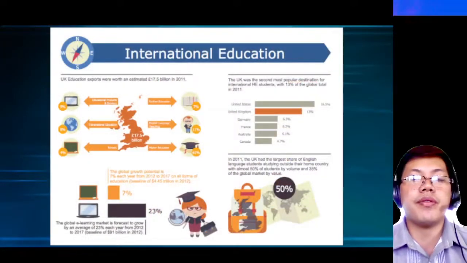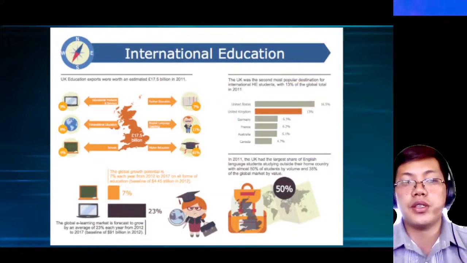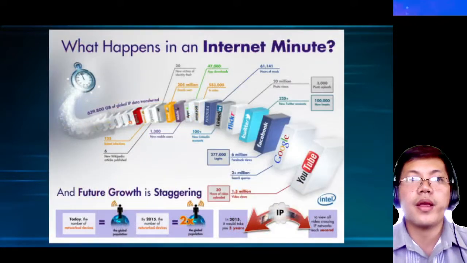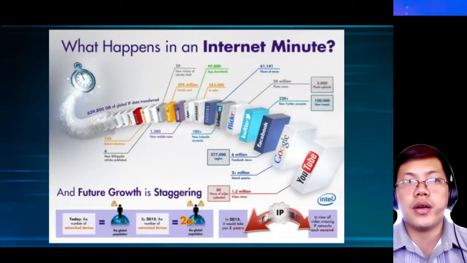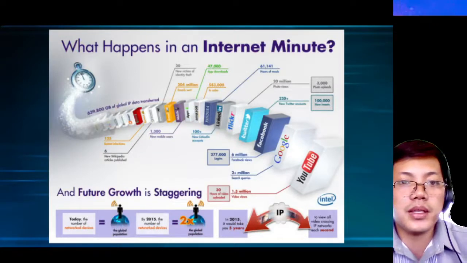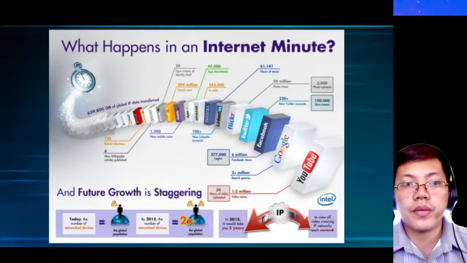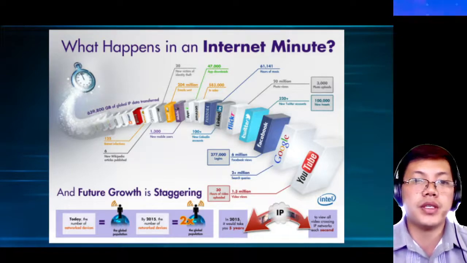Also, this is another infographic which is about international education. Okay, so it talks about UK education and their status of education in the United Kingdom. What happens in an internet minute? So you have here another infographic showing you exactly the chronological development of the internet. Okay.